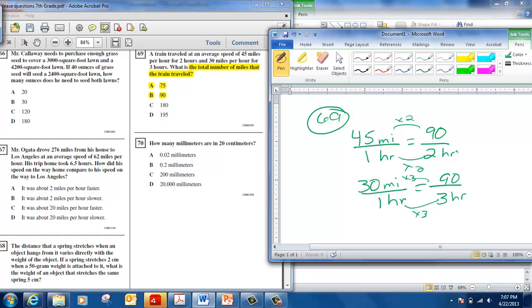But it's asking the total number of hours. So A and B can't be the choice. But 90 plus 90 is 180. So again, your answer is C.